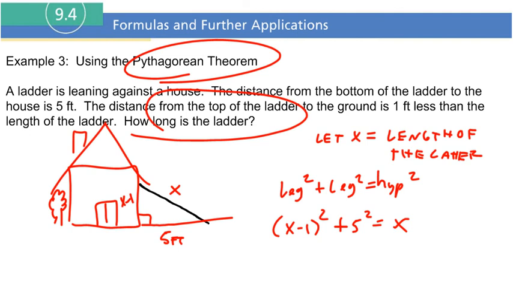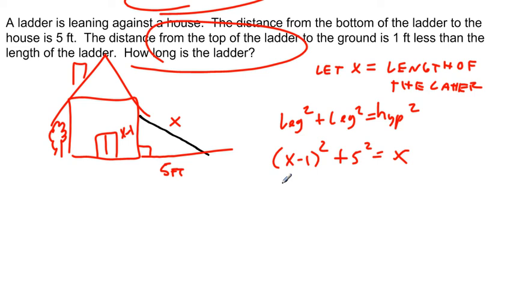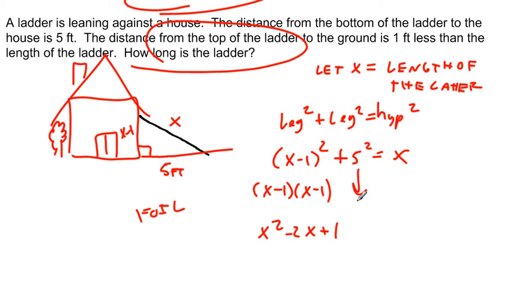Now we have an equation that we can solve. All right, so x minus 1 squared means x minus 1 times x minus 1. Let's do the FOIL method right there. When you did the whole entire FOIL, you would get x squared minus 2x plus 1. You could do FOIL on the side there, but this is what you would get. X squared minus 2x plus 1. And then let's bring the rest of this down. 5 squared is 25 equals, I'm sorry, it's the hypotenuse squared, so x squared.